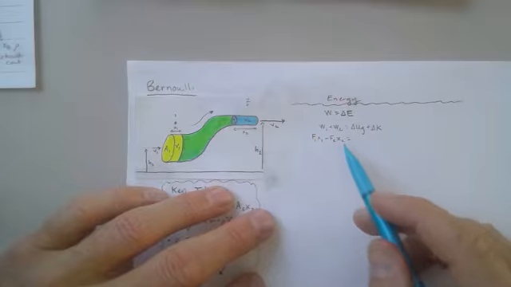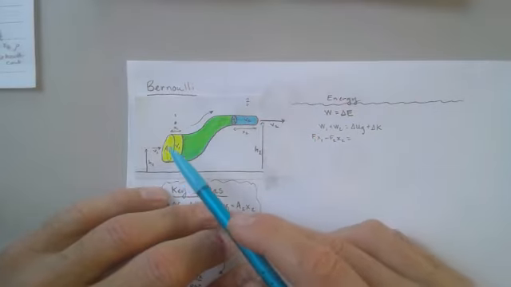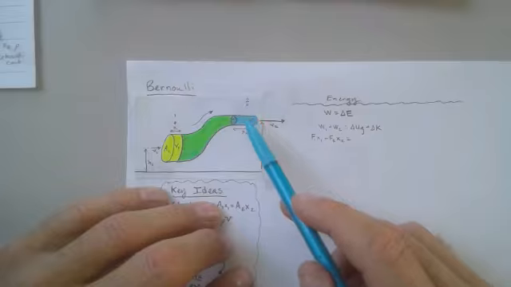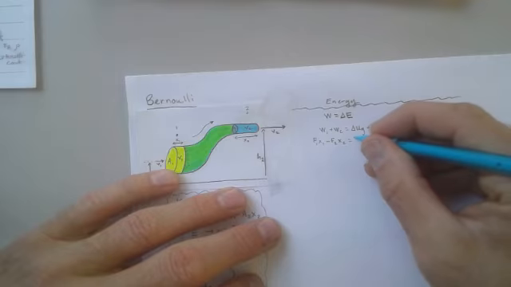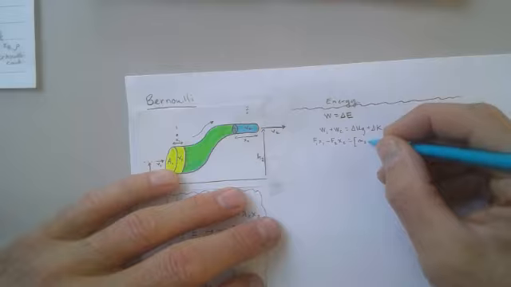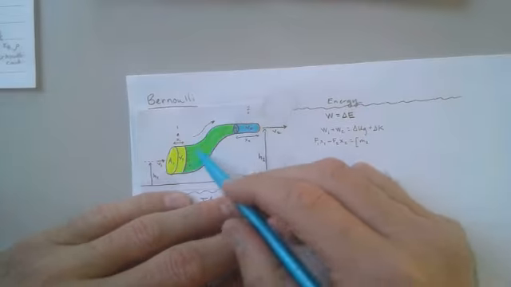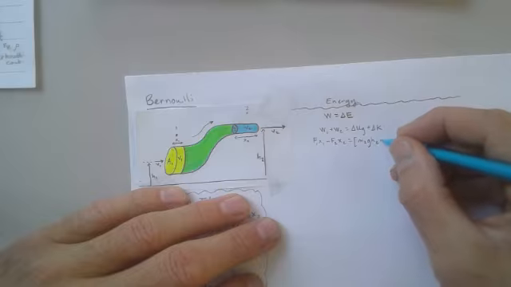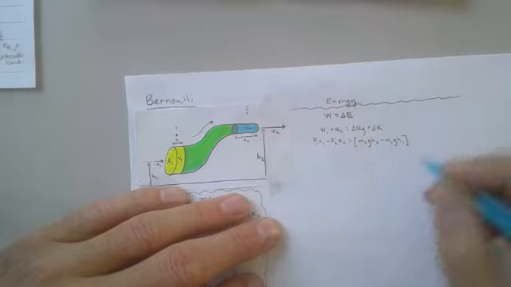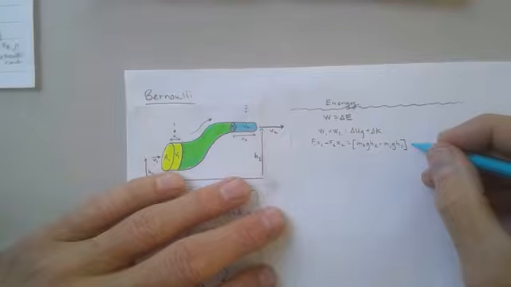So we have some work being done. We have positive work here versus negative work here. Okay, and our U_g stuff, well, we can write that as our change in potential energy. It gains potential energy here: m2 g h2 minus m1 g h1.